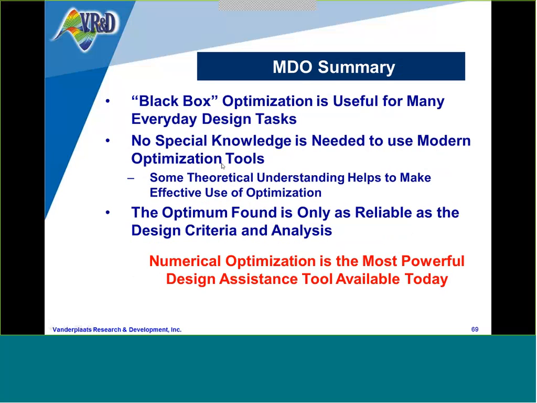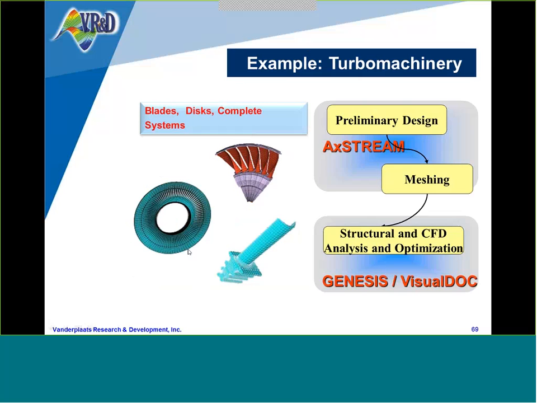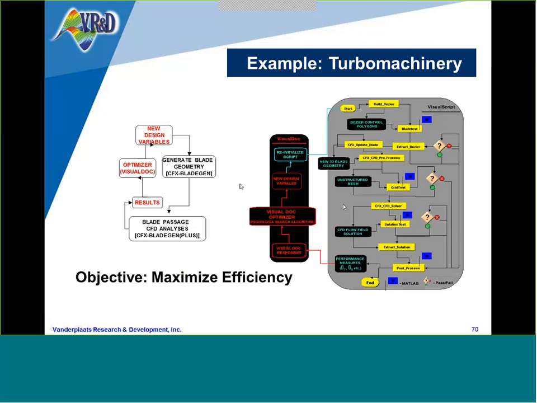So it's useful for just about all of our everyday tasks. You don't need a lot of special knowledge. You have to formulate the problem, because if you forget a constraint, it will be violated. But I submit that it's the most powerful design assistance tool we have available. Here's an example of turbo machinery, just to give you a flavor of how complex the outline of the process can be. This is in VisualDOC, and we actually use GENESIS, I think, in here too. I'm not sure, but the optimizer is VisualDOC.